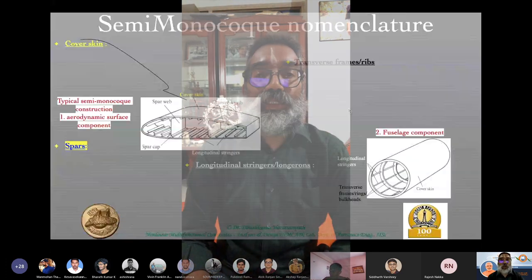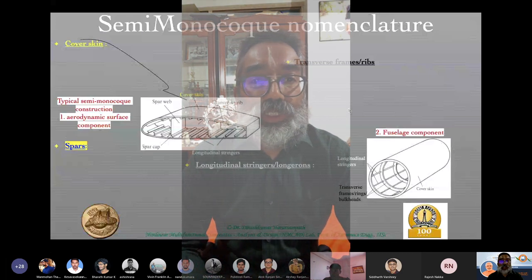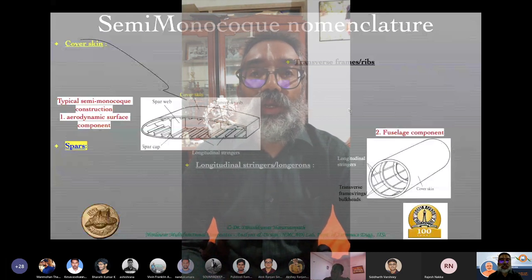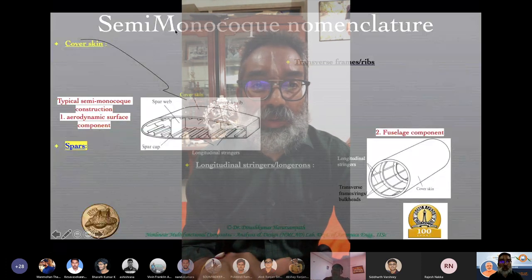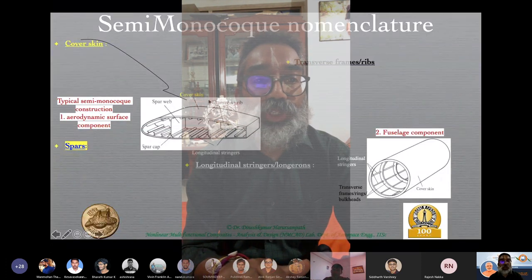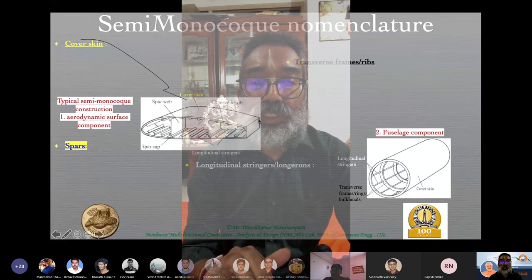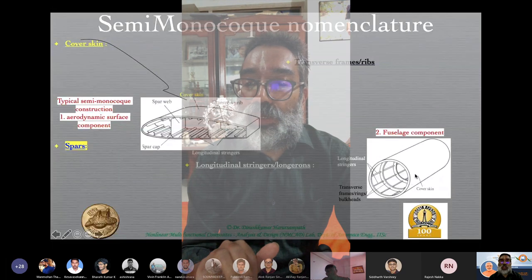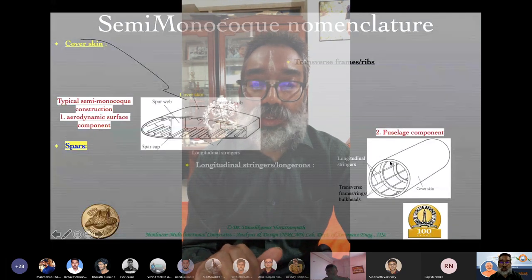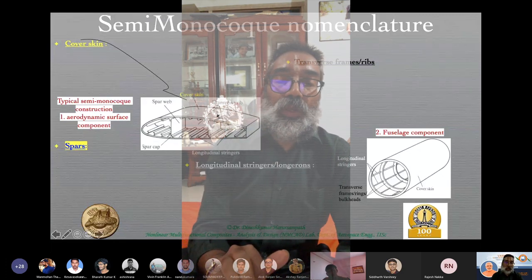And this is the slide that we left off with in the previous class, which is the semi-monocoque nomenclature. The main thing is that monocoque comes from the single shell, and therefore you should have a cover skin, whether it's an aerodynamic surface like this, which could be at either the stabilizers or the wing, or the fuselage, and as we saw, there could be blended configurations as well.